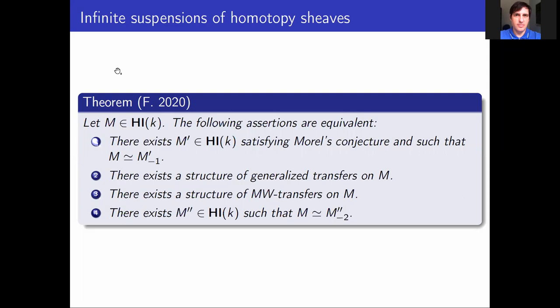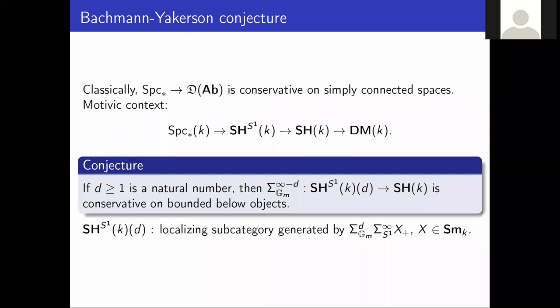So I would like to present another application of this. Classically, if you work in classical topology, homotopy theory, you have this functor that sends a space to its singular chain complex, and you can prove that it is conservative on simply connected spaces. When I say conservative, I mean that it reflects isomorphisms. And well, we do not have yet such a result in a motivic context, so from motivic homotopy theory.